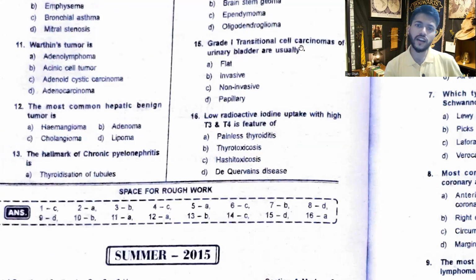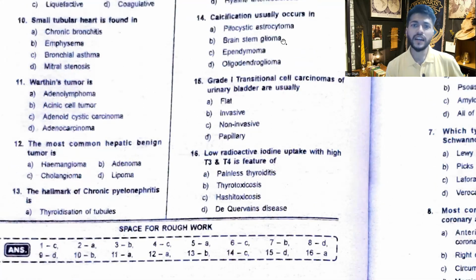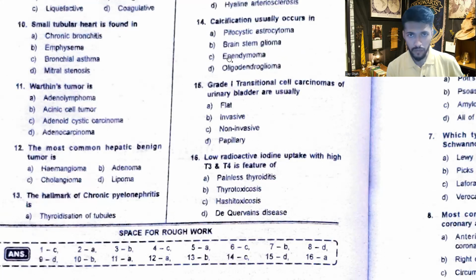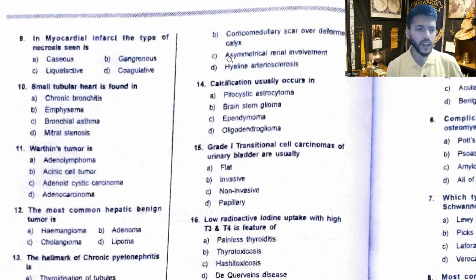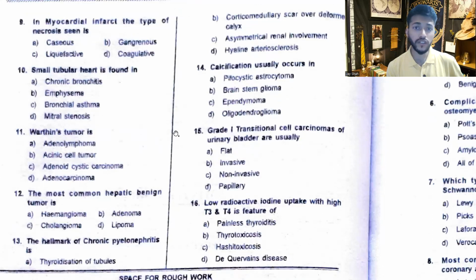Grade 1 transitional cell carcinoma. Transitional cell carcinomas generally have a papillary pattern or a fungating pattern. So the answer to the 15th is papillary. Calcification seen in ependymoma. Remember it, don't forget. Hallmark of chronic pyelonephritis is, what is the hallmark?